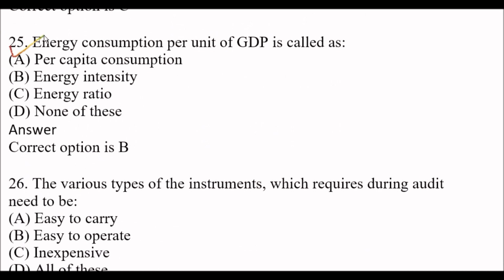Next question. Energy consumption per unit of GDP is called as: option A, per capita consumption. Option B, energy intensity. Option C, energy ratio. Option D, none of these. Right answer is option B, energy intensity. Okay. Energy consumption per unit of GDP is called as energy intensity.